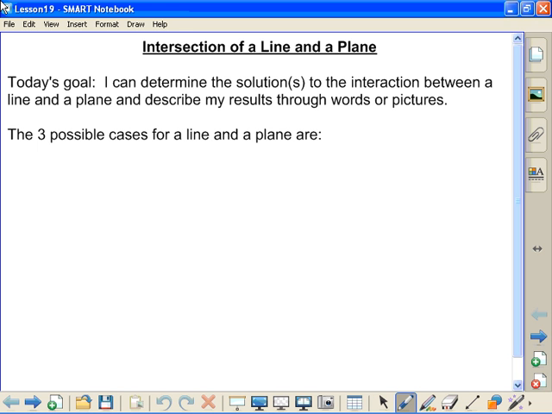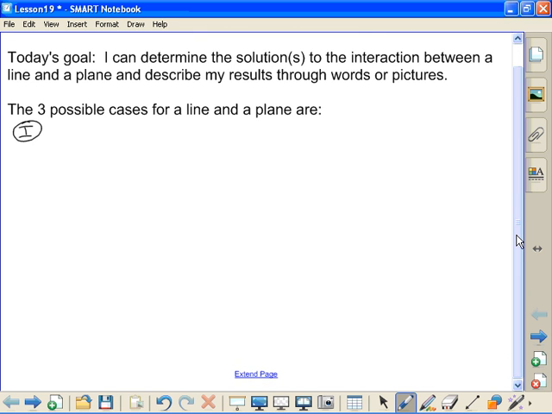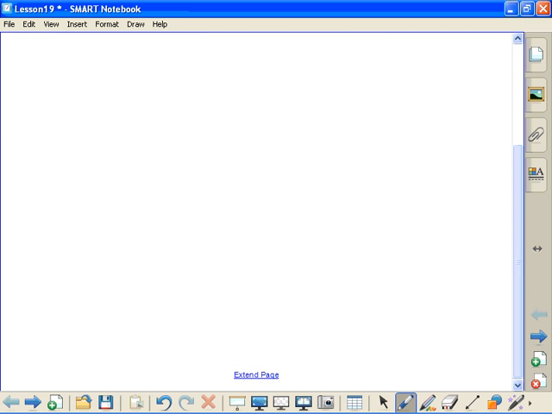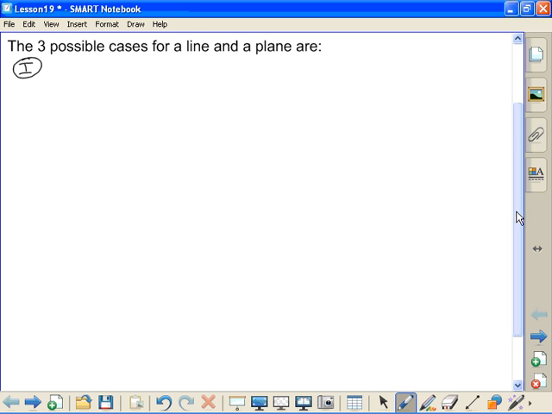So there are three possible cases for a line and a plane. The first one that we're looking at here is if they intersect. So make sure I have lots of room here. Using a diagram, if this is my plane and we have a line passing through the plane at a point, which would look like that, our intersection point's right there.